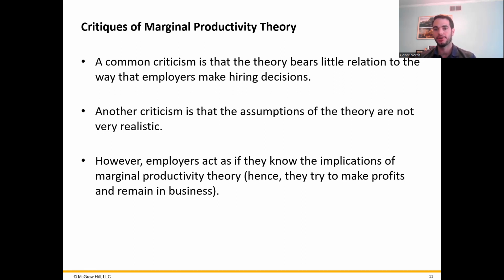For example, if hiring an additional worker helps the company produce more goods and earn more revenue than the cost of that worker's wages, the employer will hire them. If they don't produce more goods and earn more revenue than their wage, if their wage is higher than that, then they won't hire. This is the basic logic of marginal productivity theory. And employers and employees act as if they understand marginal productivity because failing to do so can hurt their profitability.